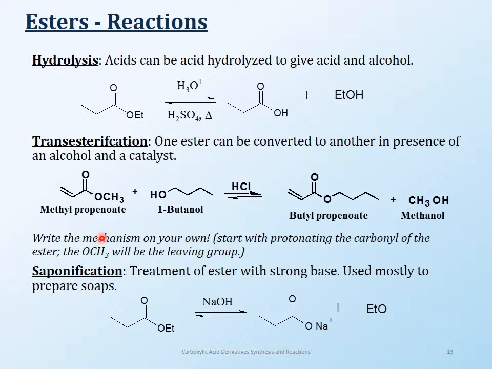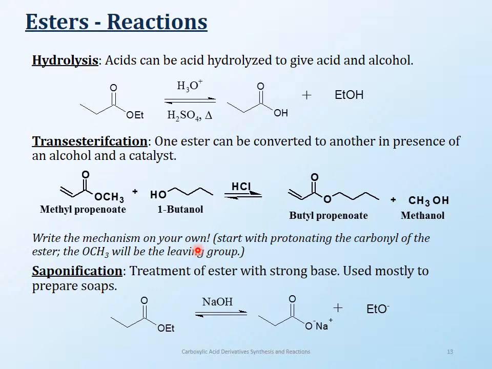So for example, in this case where you have this ester, which is a methyl ester, and you want to change it to a butyl ester, you can easily do that by taking an alcohol of your choice, whatever you want to convert it to, and using acidic medium again, and you can get transesterification. You should try and write the mechanism for this reaction.